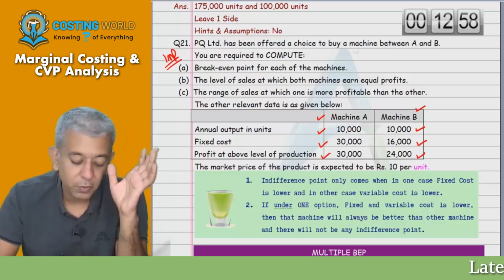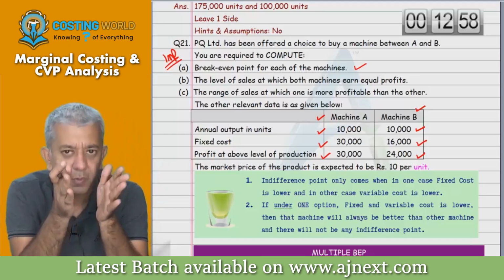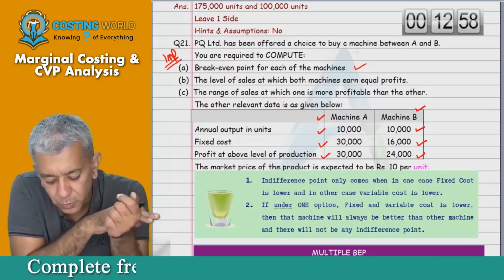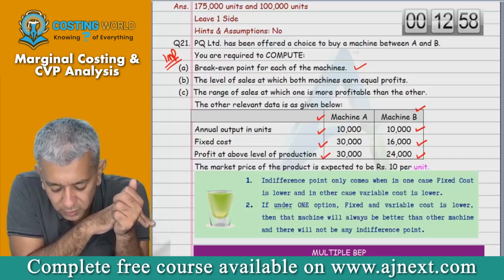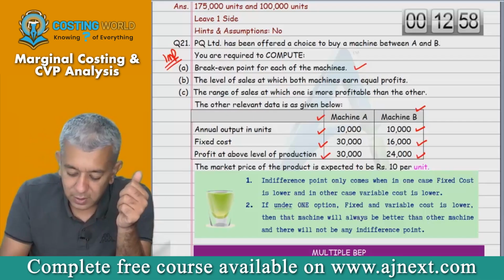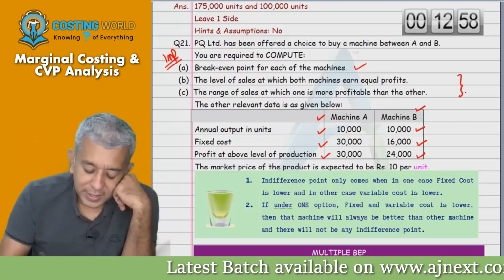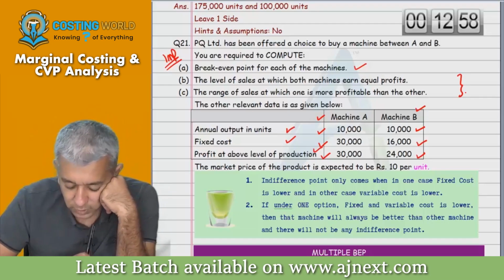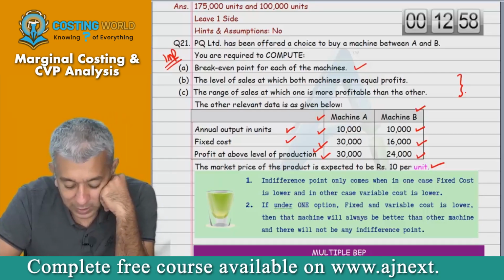Now one sec. What do you have to compute? Break-even point for each of the machines, so break-even point for machine A and for machine B. The level of sales at which both machines earn equal profits. The range of sales at which one machine is more profitable than the other. I'm doing the question mainly for B and C actually. But what data is there? Output in units, fixed cost, profit at above level of production. The market price of the product is expected to be 10 per unit. Let's start doing it.